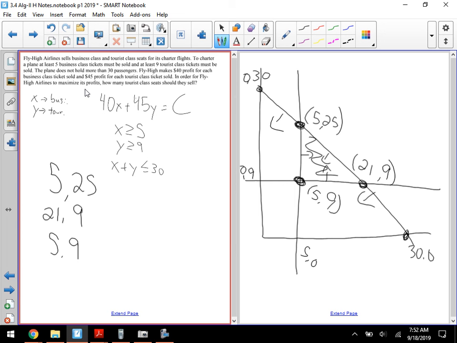So let's see here. I got 1325 here, $12.45 here, and $6.05 here.